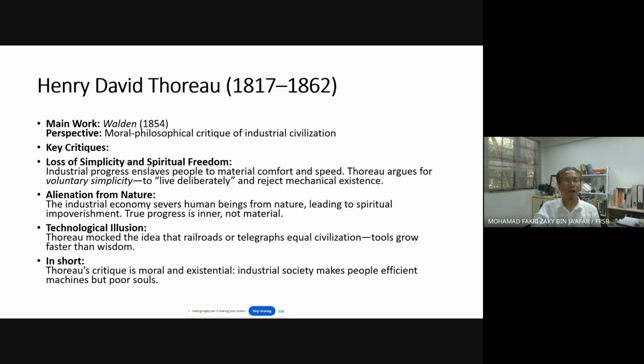Okay, one of the characters that should be interesting for our discussion is Thoreau. He wrote Walden in 1854, and the key critique is the loss of simplicity and spiritual freedom. He laments that industrial society is very complicated, very focused on surviving through wage labor to achieve this dream. Industrial progress enslaves people to material comfort and speed. Thoreau argues for voluntary simplicity, to live deliberately and reject mechanical existence.